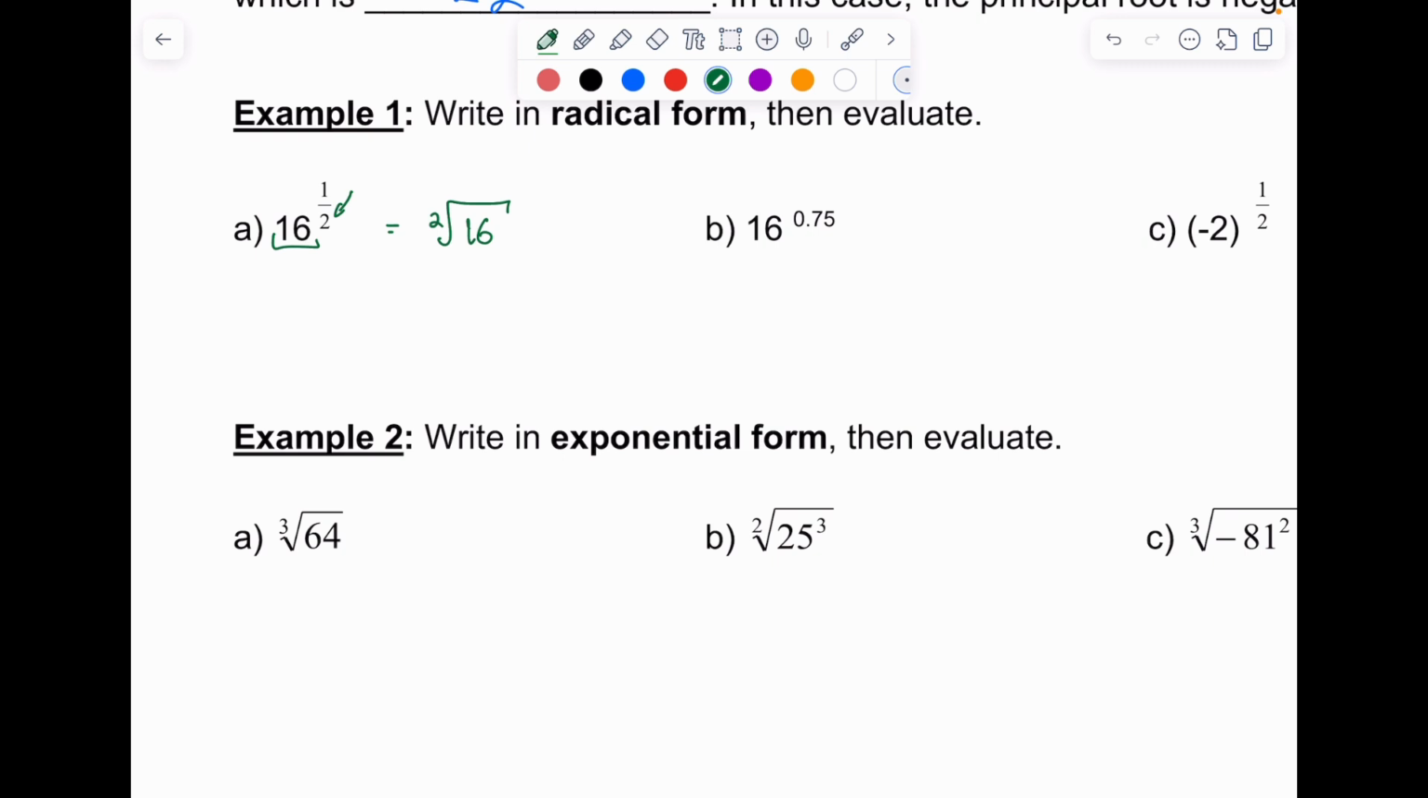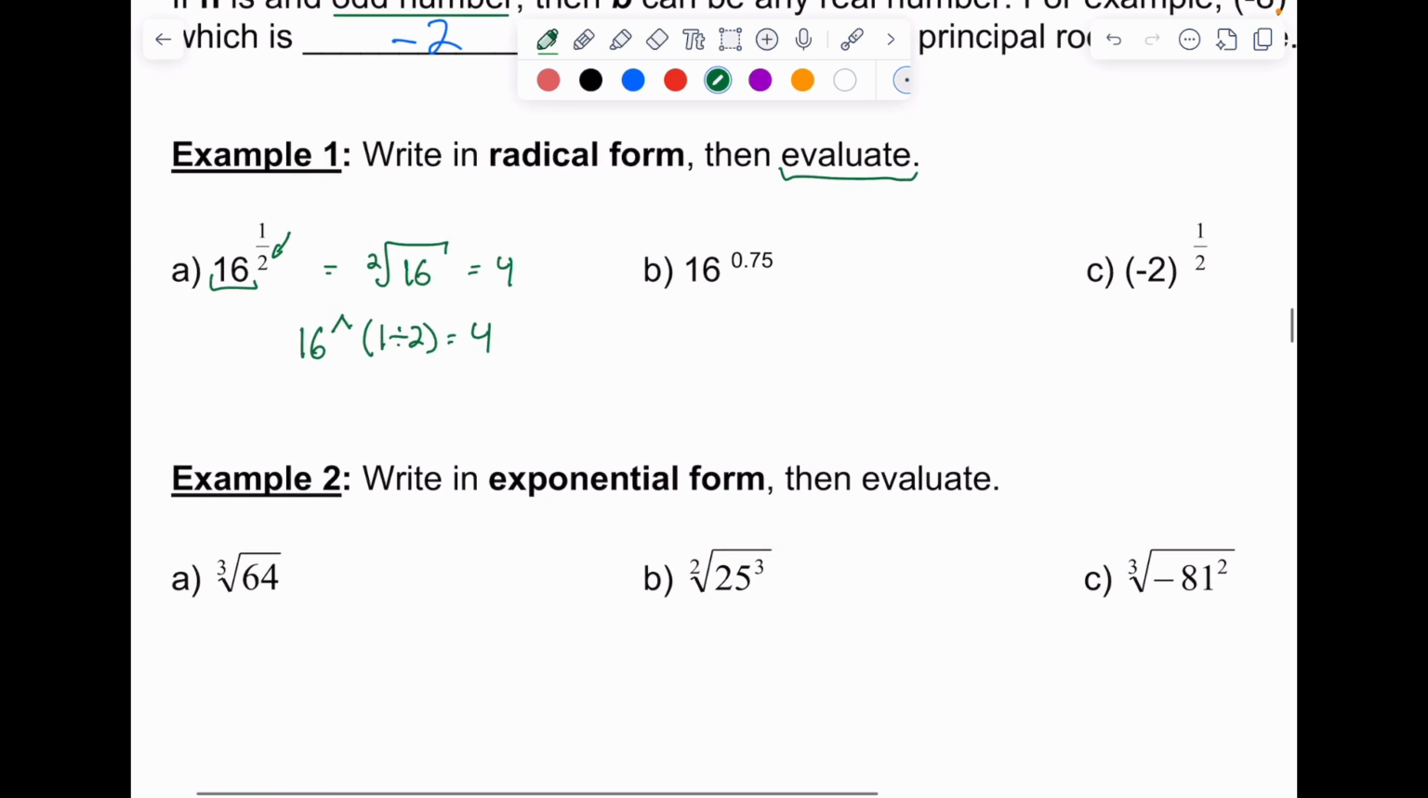That is radical form. But now if you want to evaluate, all right? Well, to evaluate this on your calculator, yes, this is a square root, so you can just hit your square root button. But if you just want practice using the rational exponent form, take 16 and put it to the power of 1 divided by 2. And you will get 4, okay? Just like if you took the square root of 16, you would get 4.